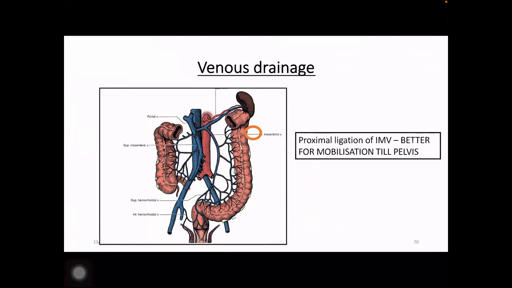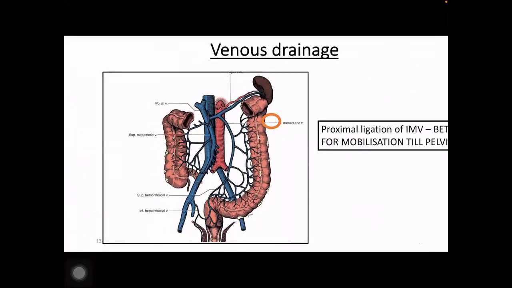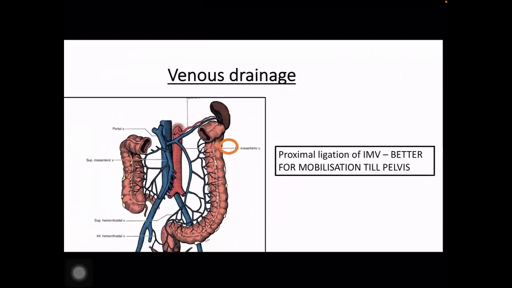Always remember, like I told you, high ligation of the IMA is needed for anastomosis in the lower pelvis. The same thing, if you want to do a low anterior resection or ultra low anterior resection, you have to ligate the inferior mesenteric vein almost close to its origin. Okay, which is much appreciated if you have assisted laparoscopic rectal surgeries.